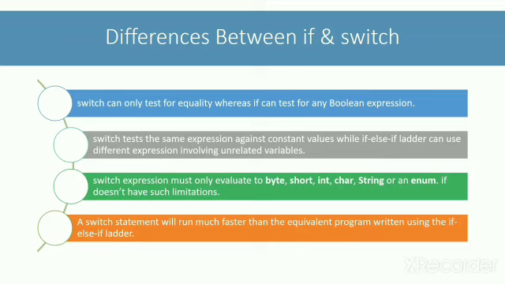It is about performance. If you need to select from a very large group of values, a switch statement will run much faster than the equivalent program written using the if-else-if ladder. By putting all these constraints on switch, the compiler performs some very cool optimizations, making it faster than if-else. Now, compiler optimization is an advanced topic, so I will leave it at this only for this course.